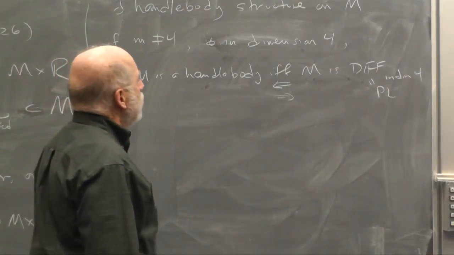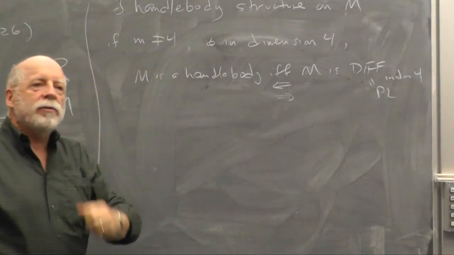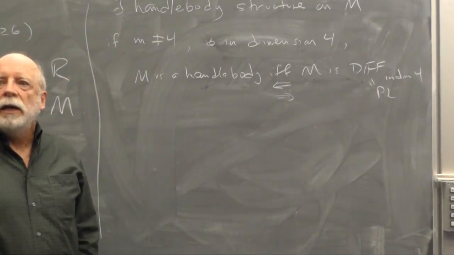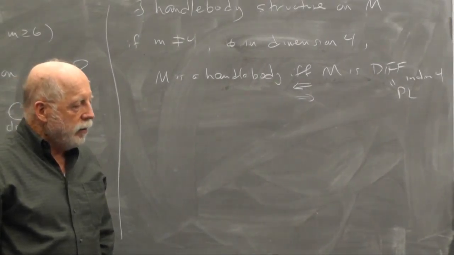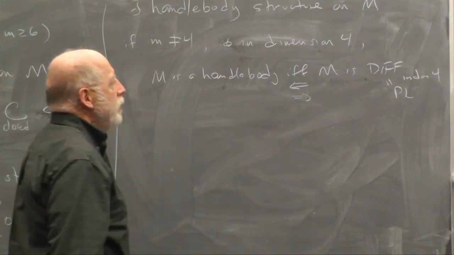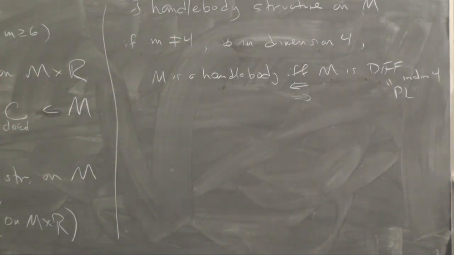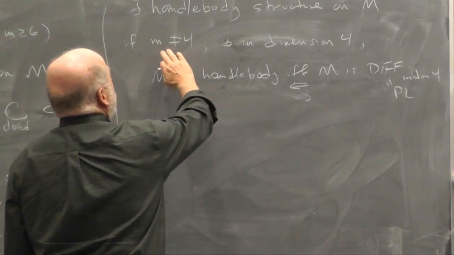And then of course we didn't know there were 4 manifolds that weren't smooth until Donaldson's work. But now that we know that there are, well, that's a long story, but anyway, there are 4 manifolds which are not smooth, and therefore not handle bodies. But in every other dimension, I'm talking about closed ones here.